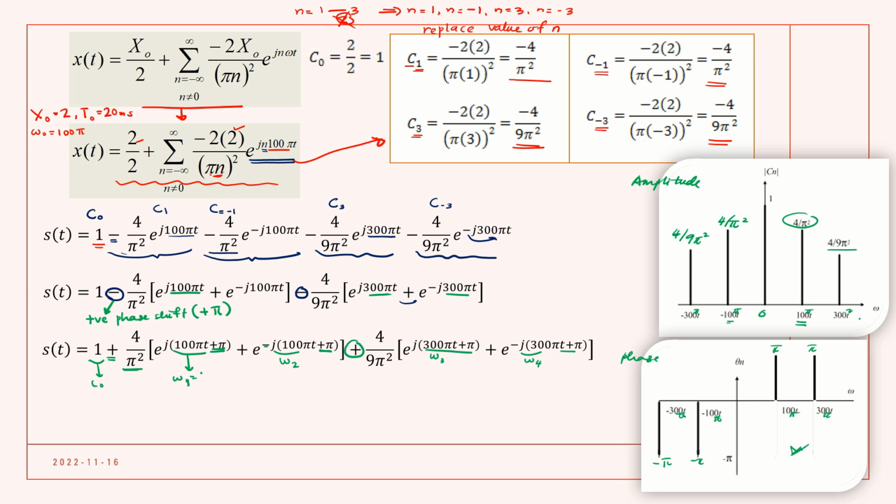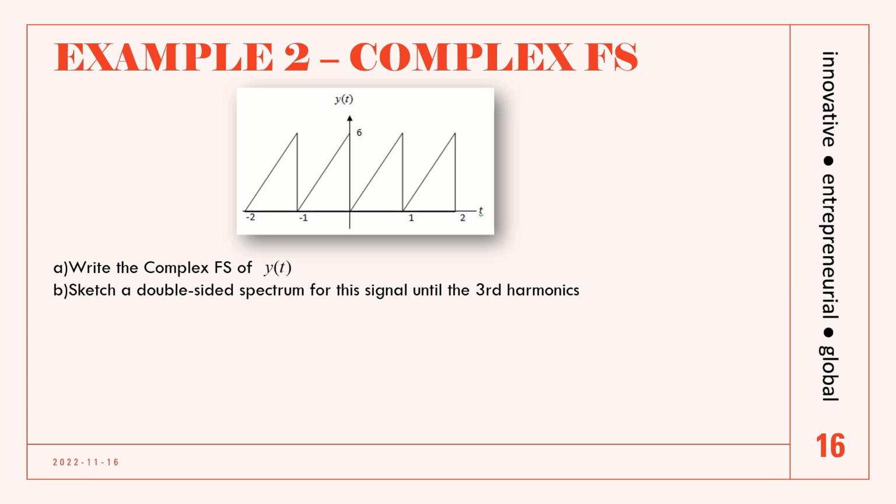That you should get. Okay, all right. So now let's look into the next example. It is given to you this type of graph, right? And then they ask you to write the complex Fourier series form. When they say complex Fourier series, you should know there must be exponentials, positive, negative, or something like that, right? And of course, when they say complex, you should sketch a double-sided spectrum.